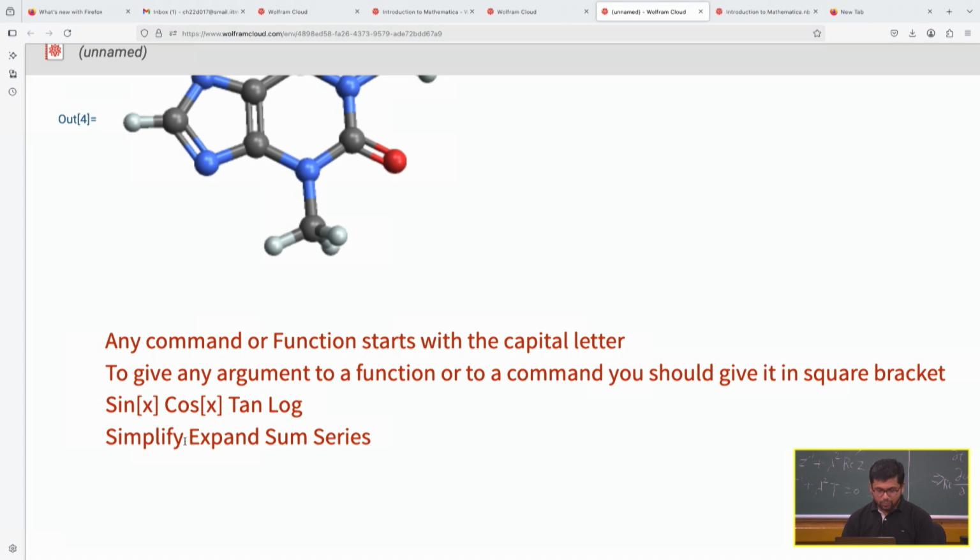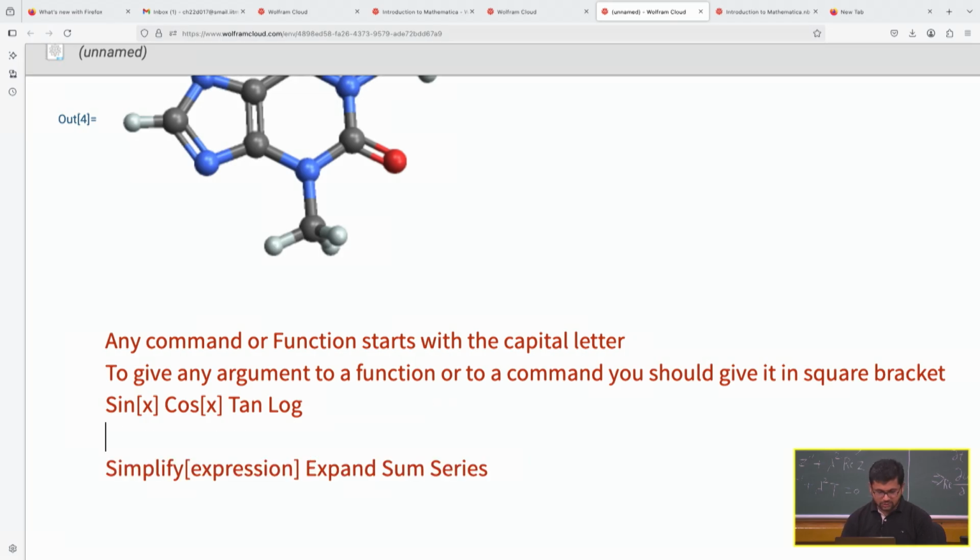Similarly, if I have to simplify an expression, I will put Simplify and I will start with a square bracket and then I will put the expression here. And the similar thing applies with Expand, Sum, Series and all other Mathematica commands. Okay.